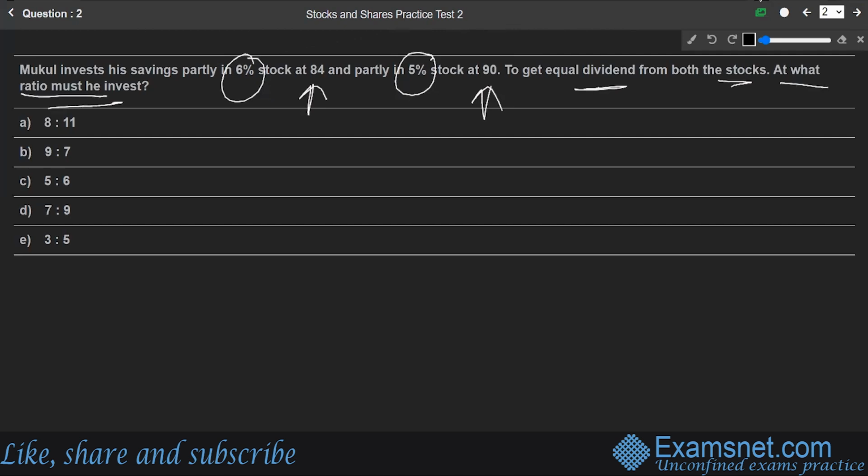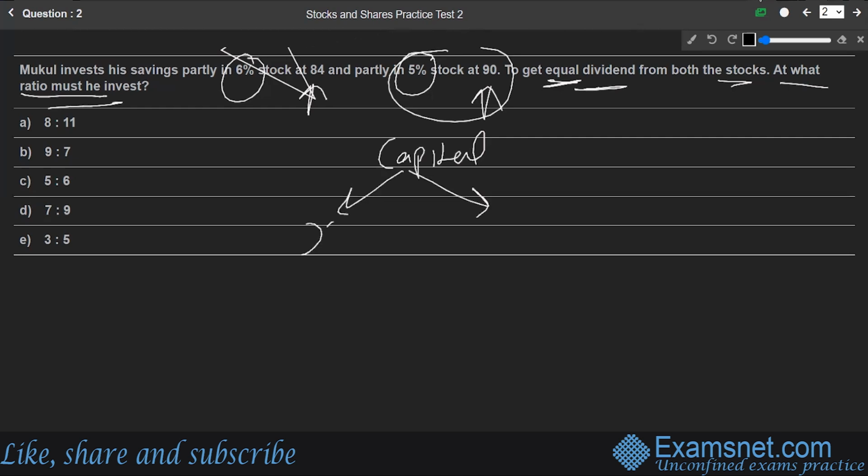So we'll begin our question like this: the ratio is, let's say, x is to y. We'll find out the dividend when x rupees is invested in the first scheme and y rupees is invested in the second scheme, and then we'll make those dividends equal, as he is getting equal dividends. Using that we can easily find out the x and y ratio.